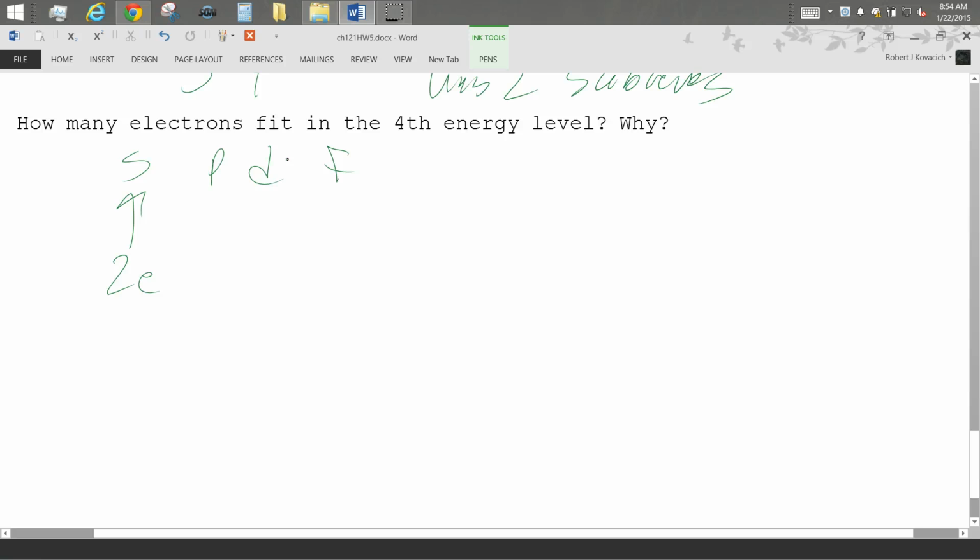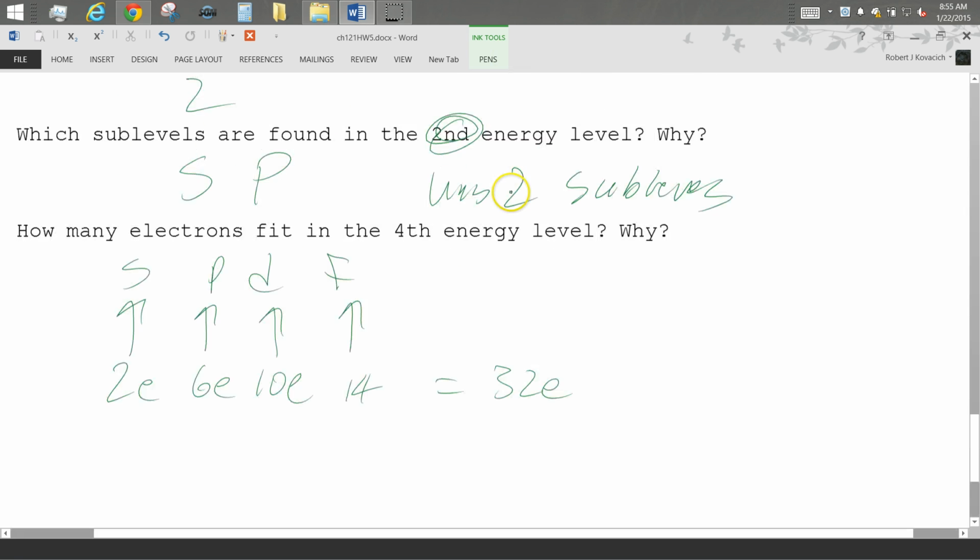So this just goes up by odd numbers, right? 1, 3, 5, 7, and keeps going. So 3 orbitals here, which leads us to 6 total electrons. 5 orbitals in D, which gives us 10 electrons. 7 orbitals in F, which gives us 14 electrons. And if we add them all up, what do we get? 32 total electrons can fit in that 4th energy level. Okay. That looks good.